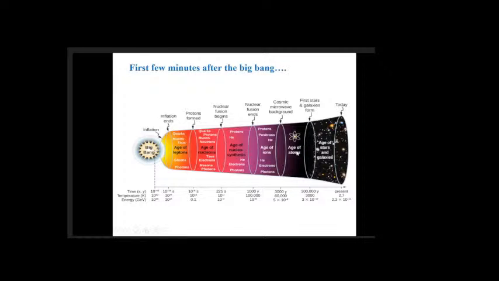And there were no stars or galaxies like that. You have just seen that the universe is full of stars and galaxies at present. But those objects were not there at the beginning. They formed much later.